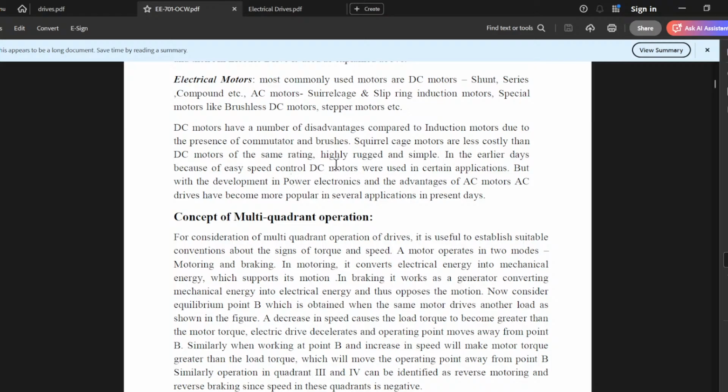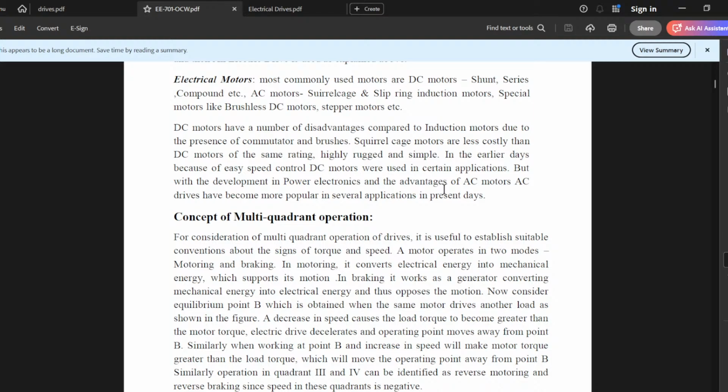Okay, DC is easier to use. But with the development of power electronics that supported Tesla, we now get the advantages of Tesla motors. Tesla was a future guy, present in the past, born in the past. AC motors, AC drives have become more popular.